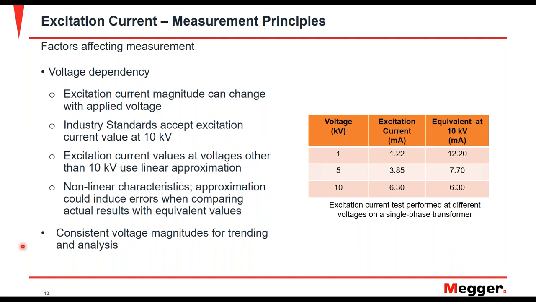Now, it's very important to understand here that a linear approximation is used. It may not be possible to always test at 10 kV. So when comparisons are made, it needs to be understood that actual values at 10 kV might be different than the values that are equivalently generated at 10 kV. And this is because of the non-linear nature of the transformer core response. As far as best practices, it is important that we use the same voltage magnitude so that we can compare our historic data at the same level.